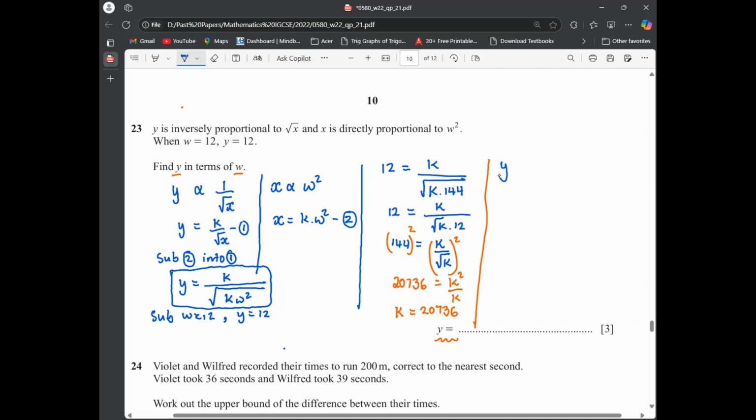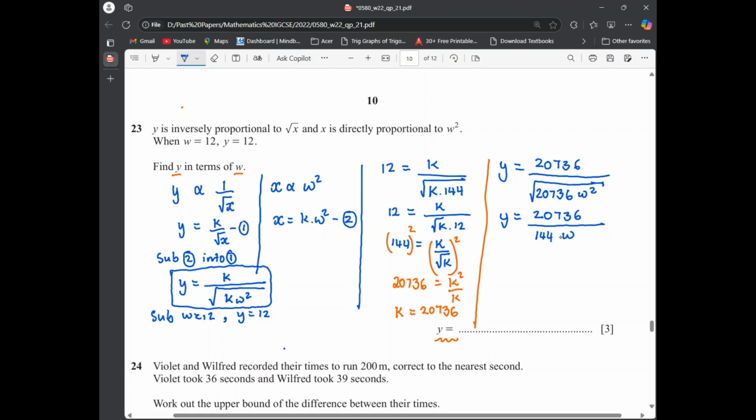So y is equal to, we found the value of k, which is 20736, all this divided by the square root of k, which is 20736 w squared, or y is equal to 20736 divided by the square root of 20736, which is 144, and the square root of w squared is just w.